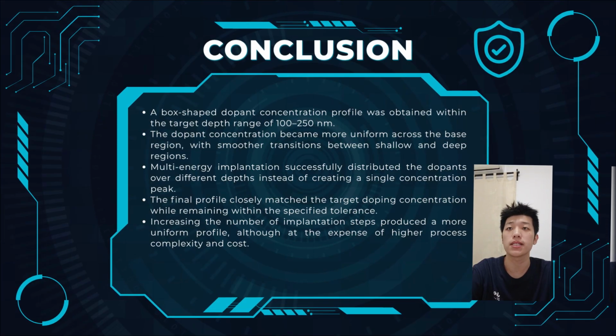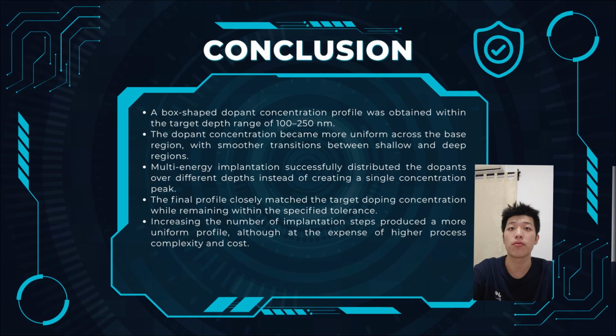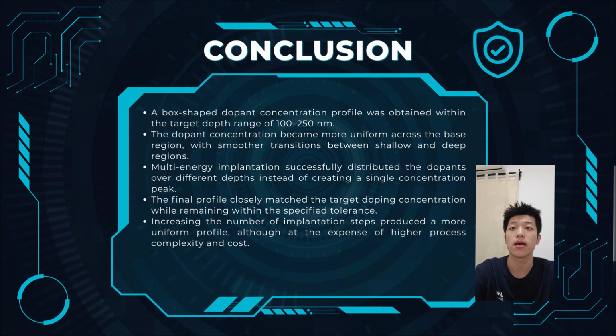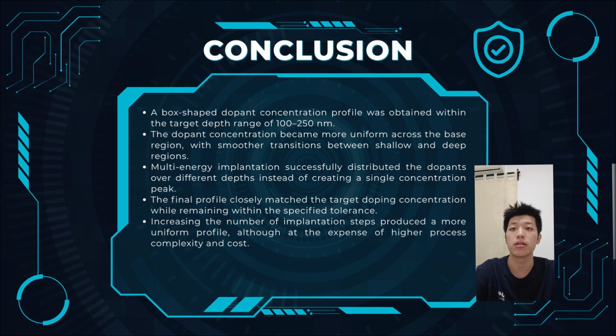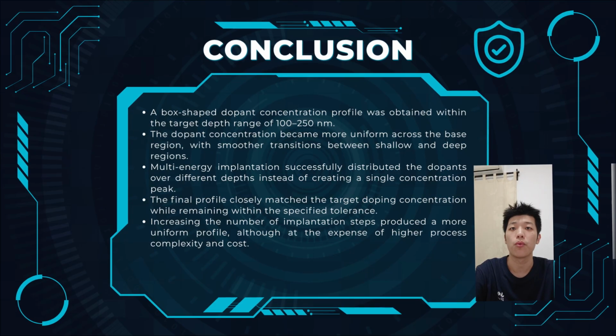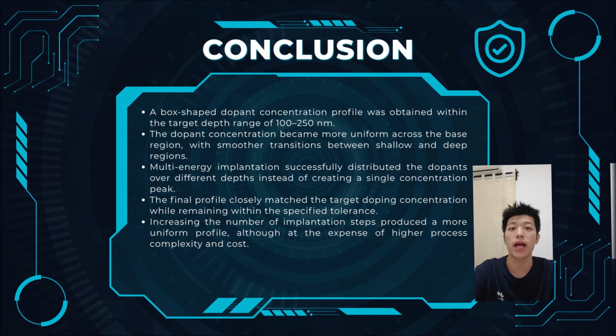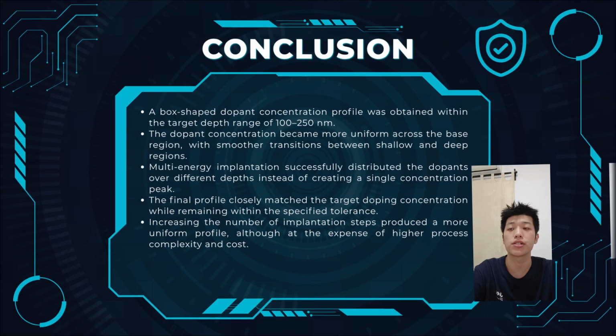By using a four-step multi-energy implantation recipe, the dopants were spread across different steps instead of forming only one peak. As a result, we achieved a more box-shaped and uniform dopant profile within a target depth range of 100 to 250 nanometers. The profile was close to the required doping concentration.